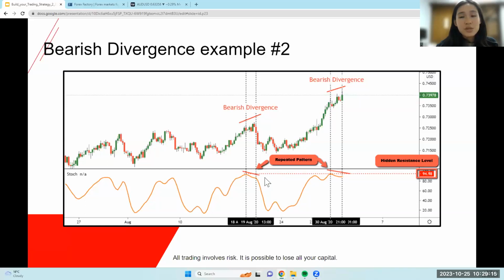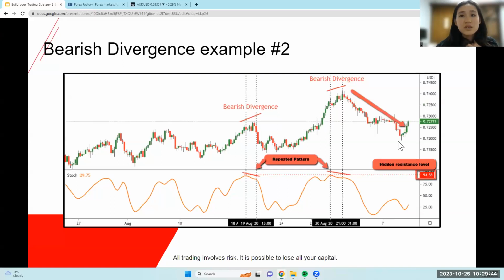You see the repeated pattern here, a bearish divergence here and here. You see price drop immediately after that. Then it rises, and we see price making a higher high once again, but on our stochastic it's making a lower high. So you can expect price to reverse from this point. And that's exactly what happened here.